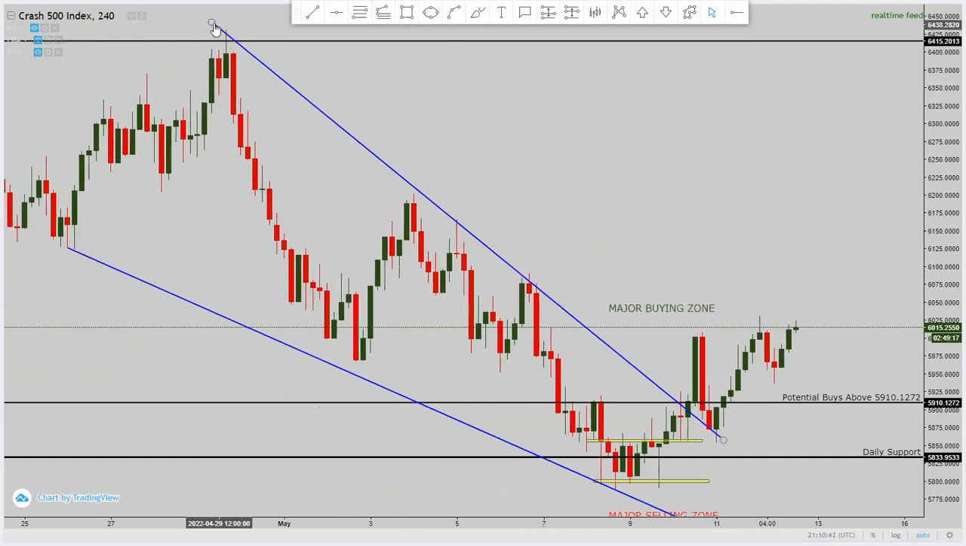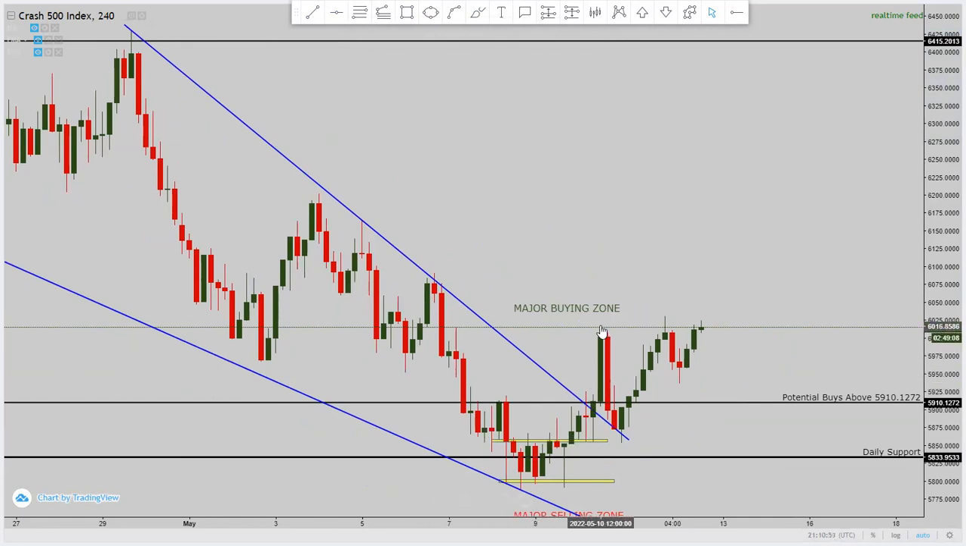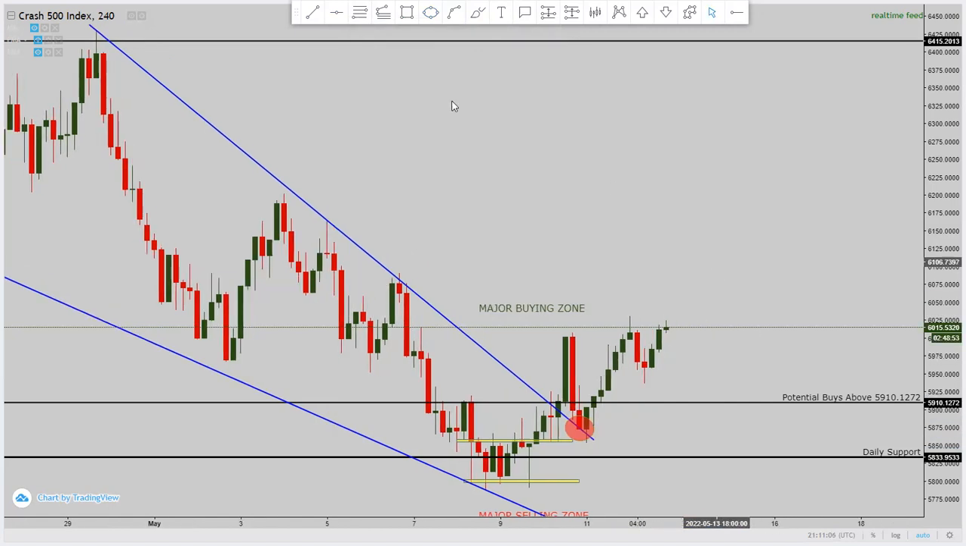For example, this was the channel that price has been following, the downtrend channel. And then here it managed to break that channel. Then all these candles came back to retest. So the buys right now on Crash 500, it's in an uptrend. We are in an uptrend on Crash 500, so buys were supposed to start there.